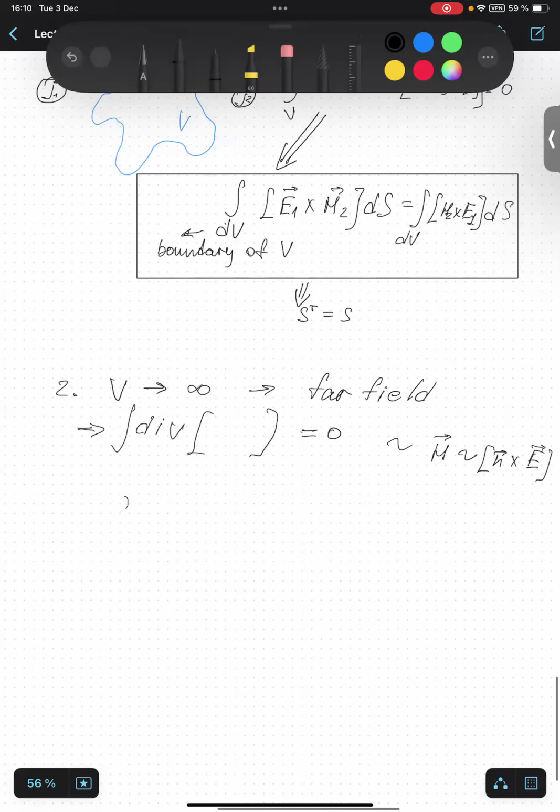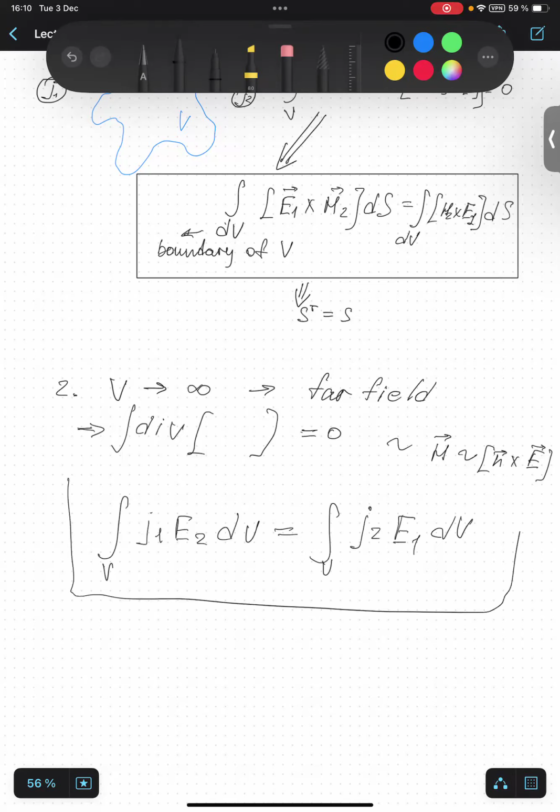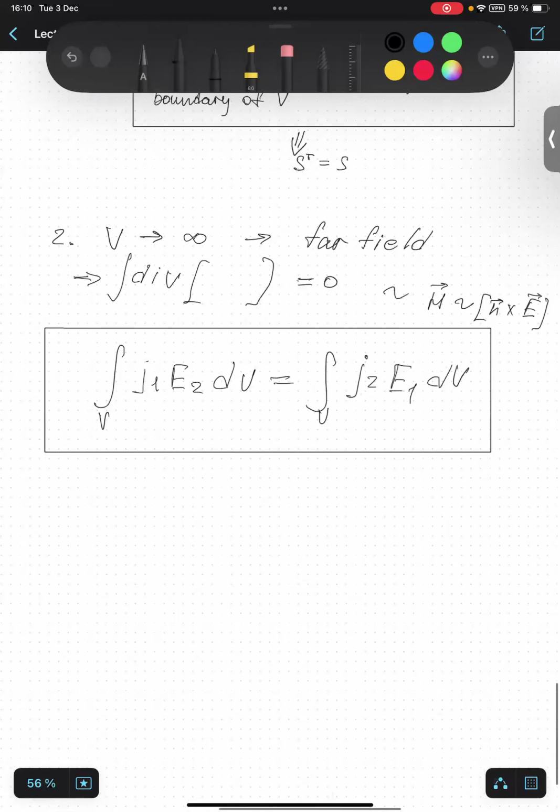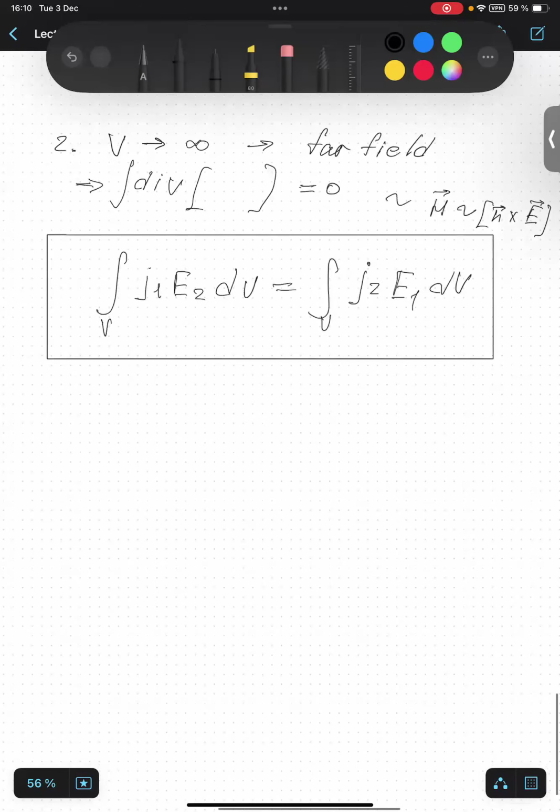And finally, we have this expression: E2 J1 dV equals J2 E1 dV. So this is the reciprocity theorem. Maybe some of you already encountered reciprocity in other courses, and maybe you know how it is related to the Green's functions.